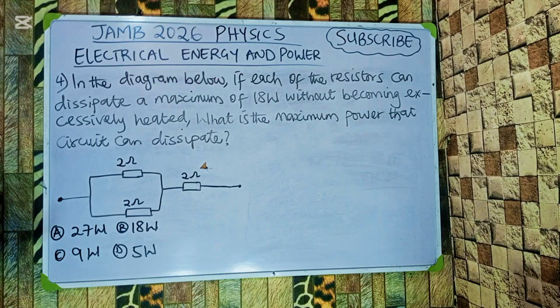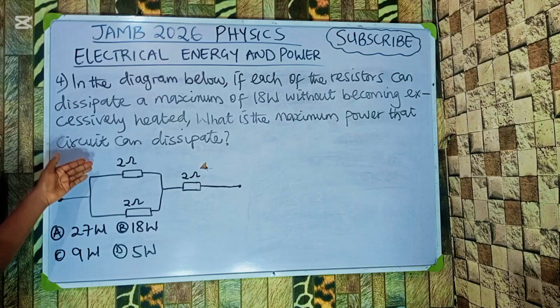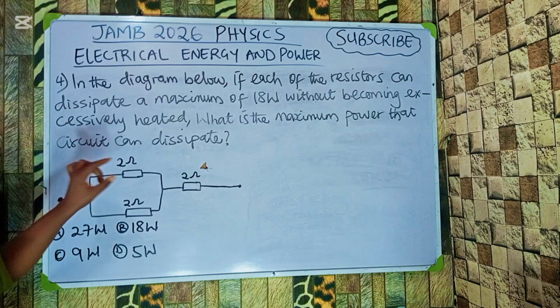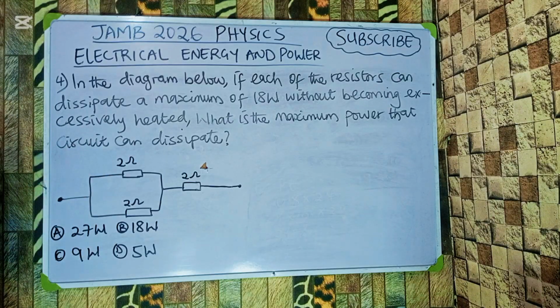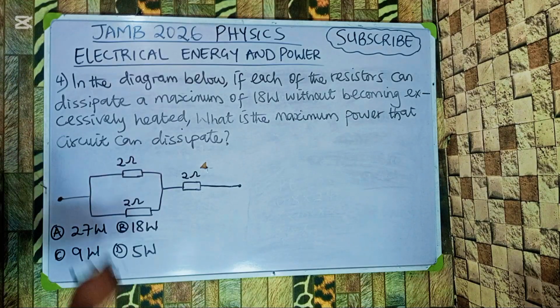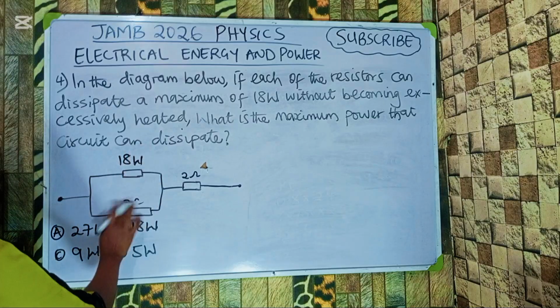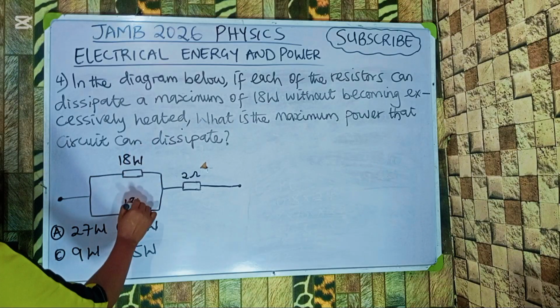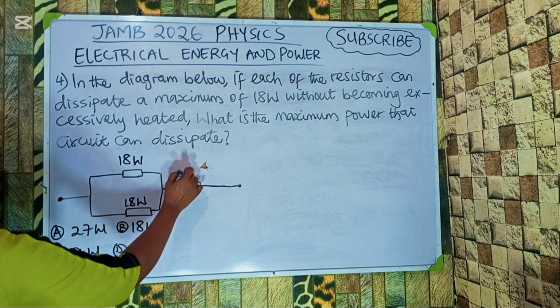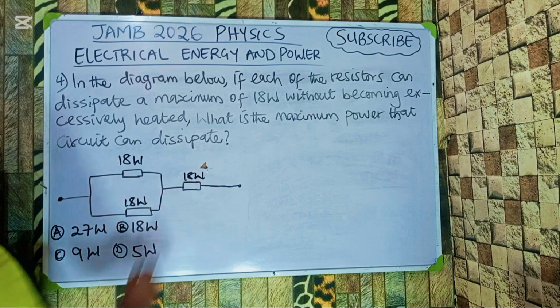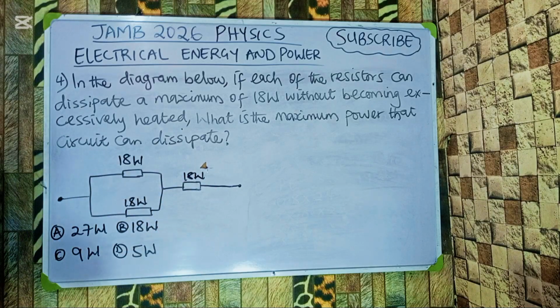What it's trying to say is that each of these resistors can dissipate a maximum of 18 watts, so we are going to replace each one with 18 watts. Let's see what we are going to do to get the maximum power. So we just replace each with 18 watts, 18 watts, 18 watts.